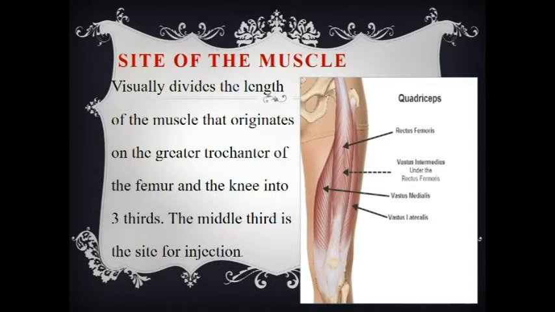Site of the muscle: visually divide the length of the muscle that originates on the greater trochanter of femur and the knee into thirds. The middle third is the site for injection.